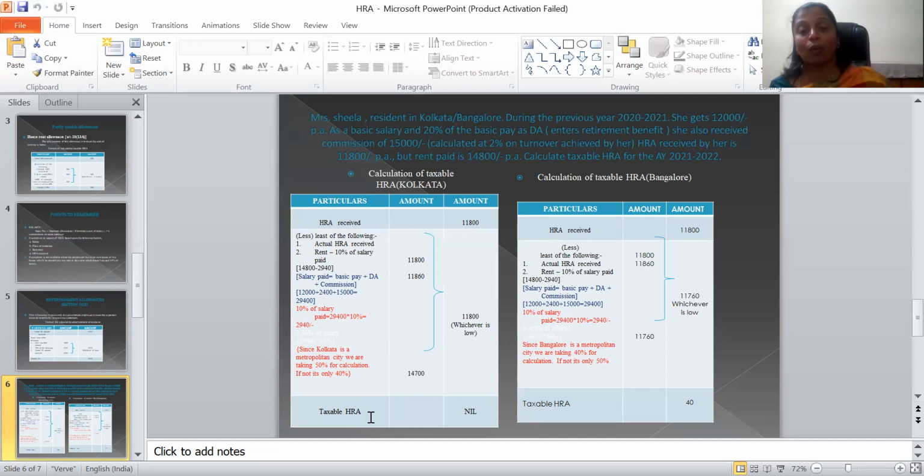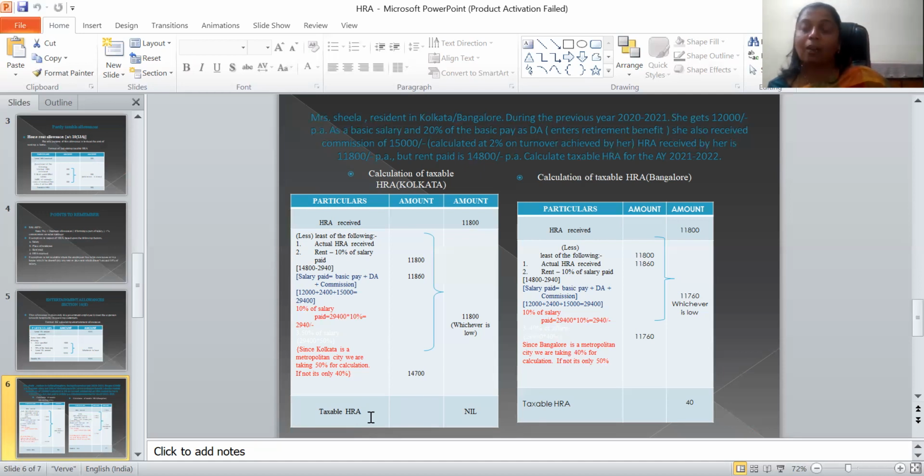Next, since she is staying in Kolkata, 50% of salary, which we have already calculated as 29,400, comes up to 14,700. When I check the least of the following, the amount received as HRA is 11,800, rent paid minus 10% of salary is 11,860, and 50% of salary is 14,700. So the lowest amount out of all these three is 11,800, which is the actual HRA received by her. So she need not pay any amount as tax.